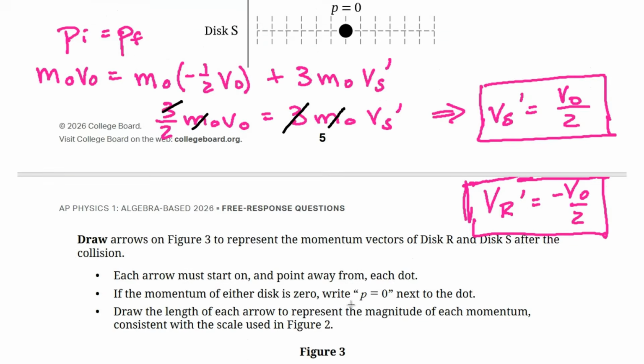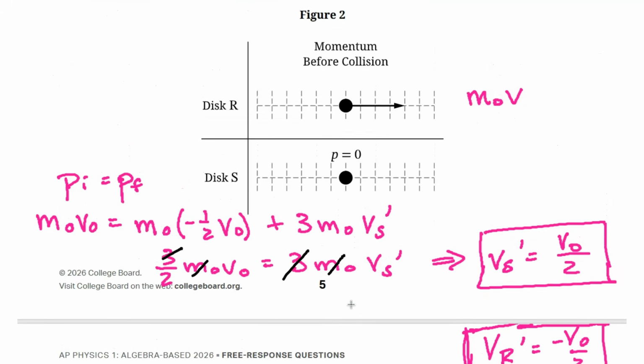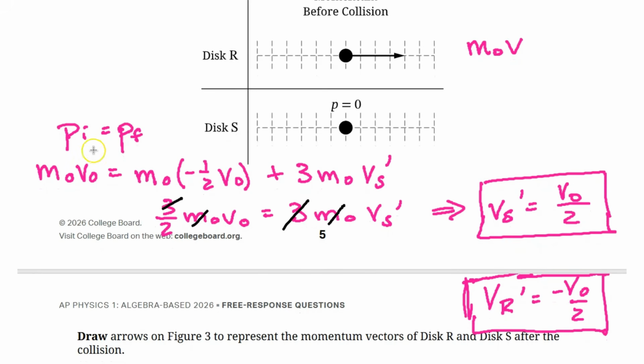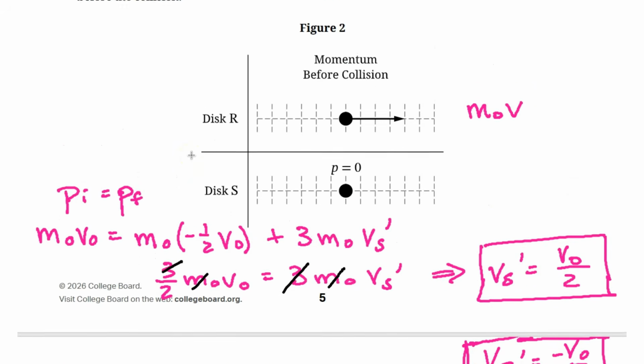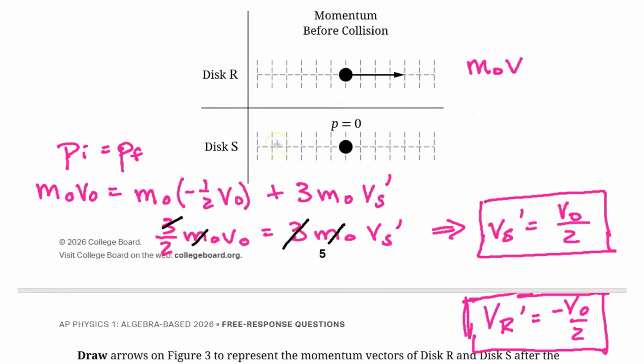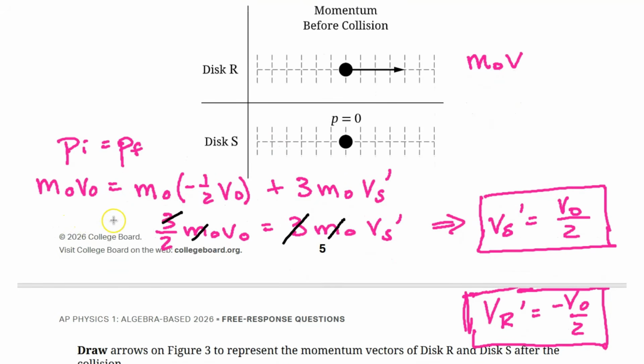So this is a typical momentum collision problem, and so we're going to start with p_i is equal to p_f. Initially, only disk R is moving. It has a momentum of m0 v0. After the collision, both disk R and disk S are moving. For disk R, it has a momentum of m0 times negative 1 over 2 v0. For disk S, it has a momentum of 3 m0 vs prime. Vs prime is going to be the velocity of disk S after the collision.